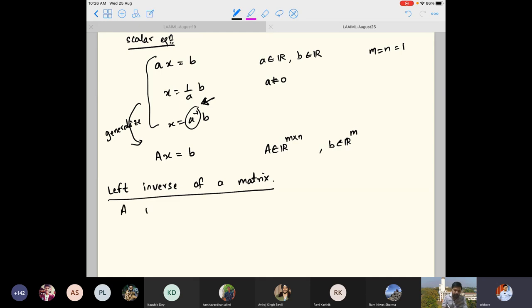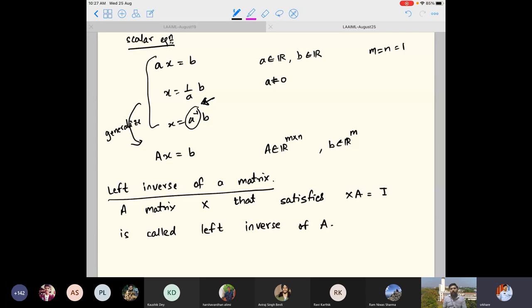So I'll write down the definition: a matrix X that satisfies XA equal to identity is called a left inverse. And the matrix A is called left invertible if a left inverse exists. So suppose A is a matrix of size m by n, then what do you think should be the size of X?